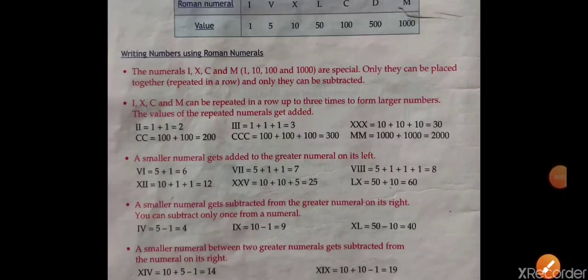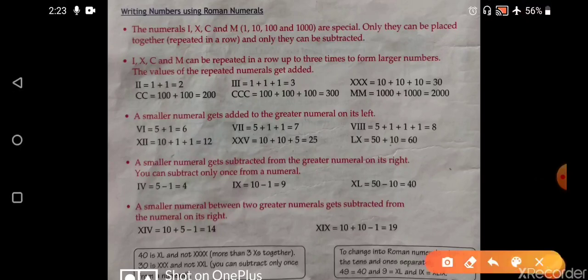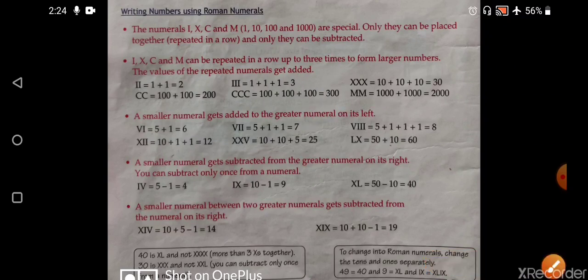Okay, rule number 4 says a smaller number gets subtracted from the greater number on its right. You can subtract only once from a numeral. So what they are saying, what is on the right? The greater number. When we made a larger number, the greater number was on the left side, and when we are making a smaller number, then the greater number is at the right hand side. Let me explain it in a better way.